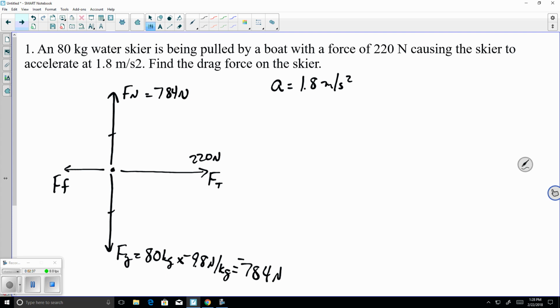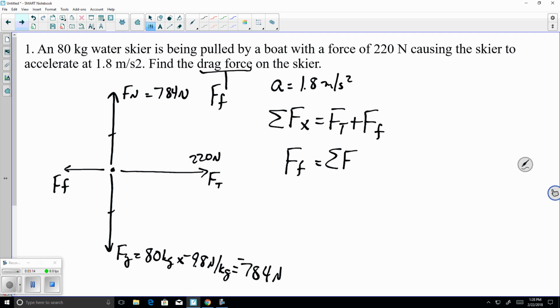So remember that the sum of forces in the x direction, and we're only really concerned about the sum of forces in the x direction here because it's accelerating in the x direction, is equal to the tension force plus the friction force. Just for clarity's sake, the drag force, that's the force of friction. So that's what we want to find. We can find that by rearranging this. So the force of friction is equal to the sum of forces, because that's everything added up, minus the tension force.